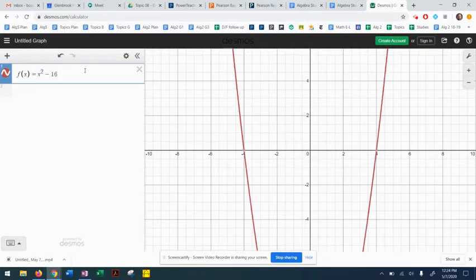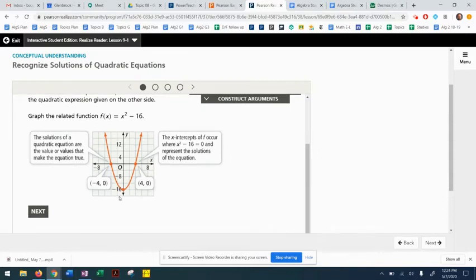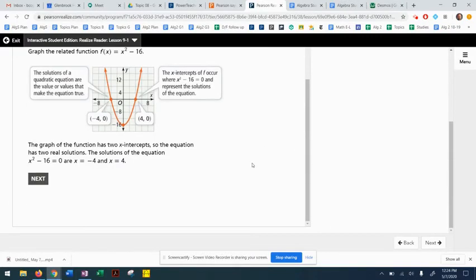So x squared minus 16, there it is. And you can see that it crosses right there at -4 and right there at 4, right? Those are the two places where it crosses the x-axis. Our two solutions, therefore, are 4 and -4, okay? Finishing up their solution, the graph of the function has two x-intercepts. They are 4 and -4 as our two solutions.